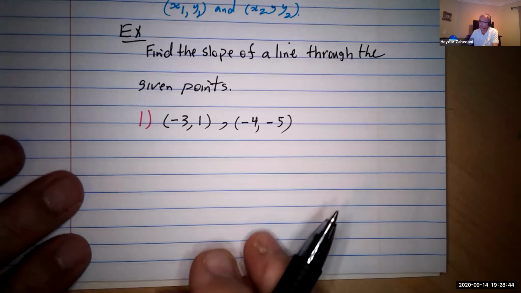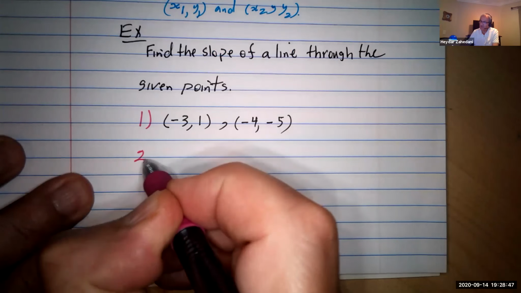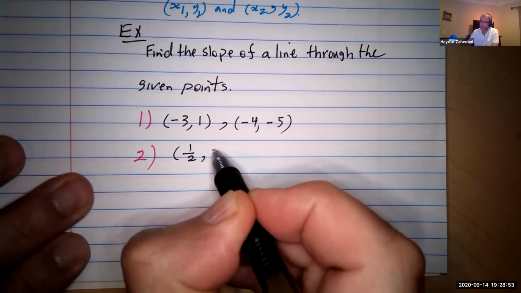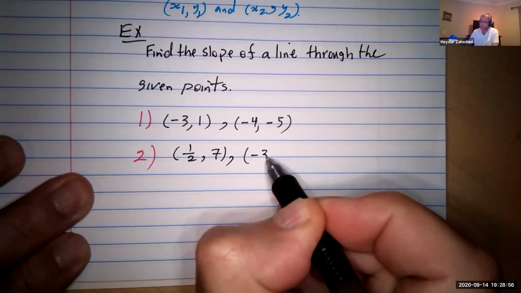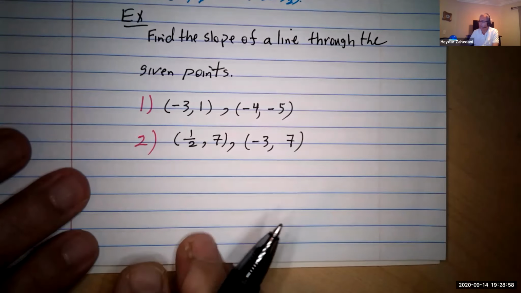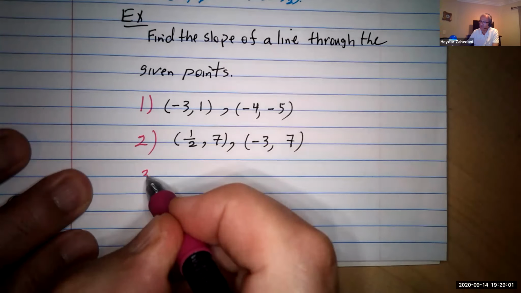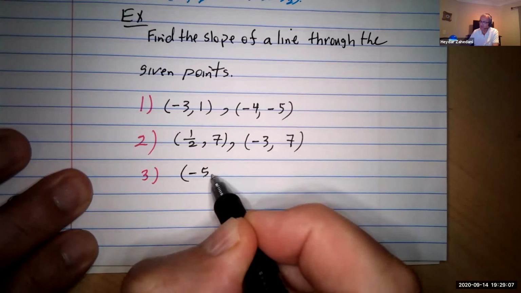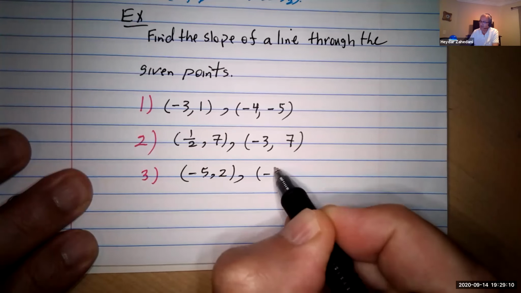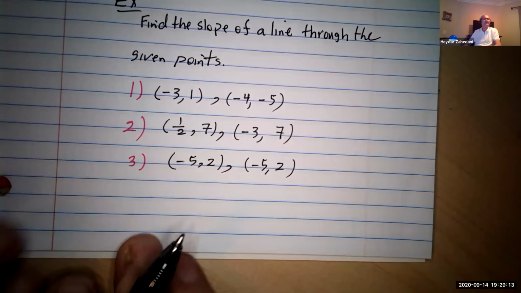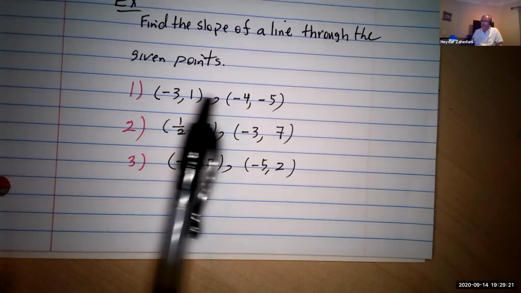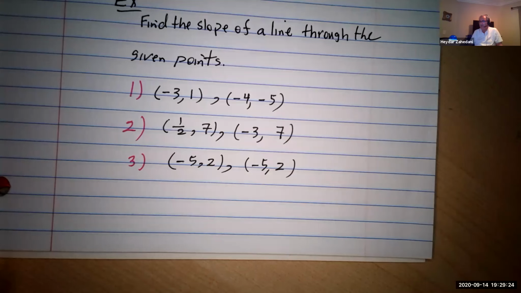That's case 1. Case 2 is this one: 1/2, 7 and the other point is -3, 7. That's case 2. And case 3 is this one: -5 comma 2 and -5 comma 2. These are the three possibilities you usually may have. So two points are given, and we want to find the slope.